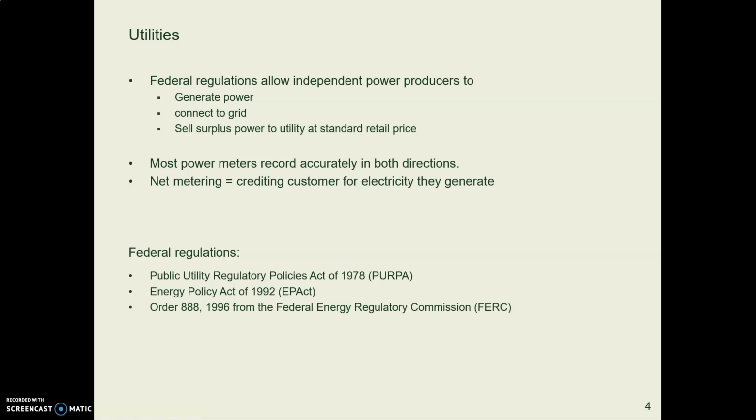We've already talked about the U.S. laws that allow net metering. Here they are again, just to review.